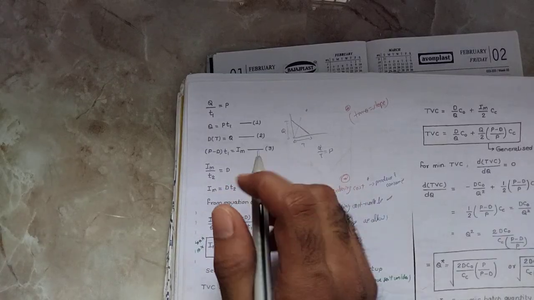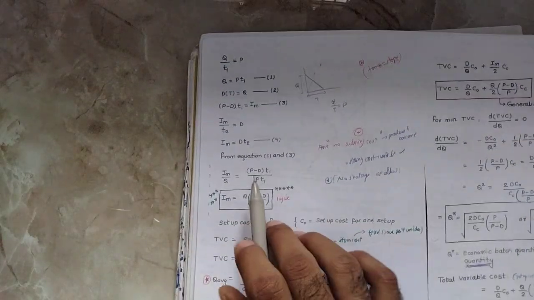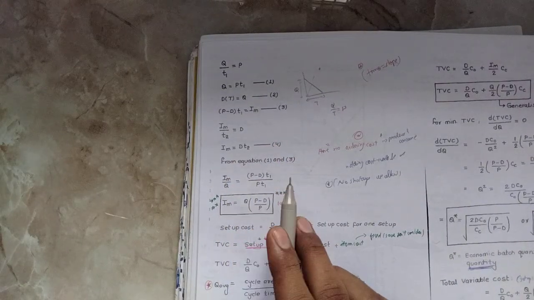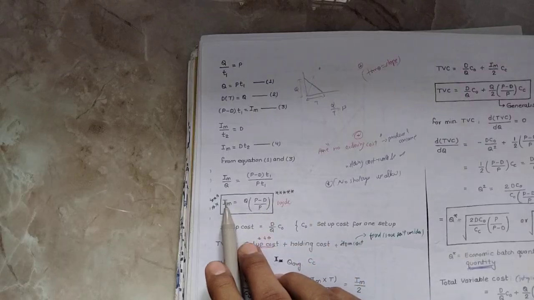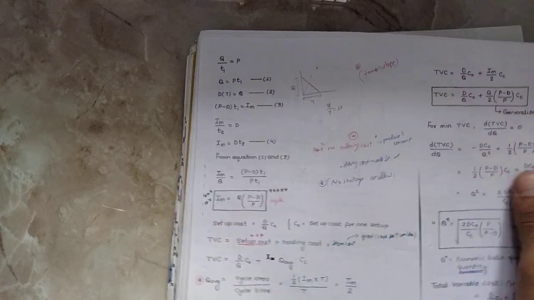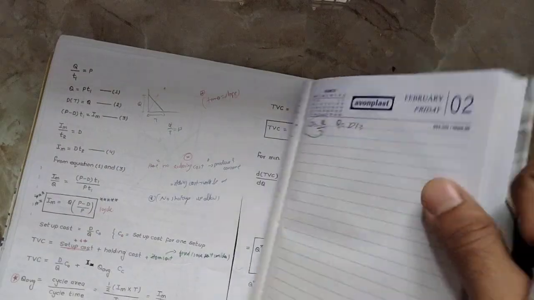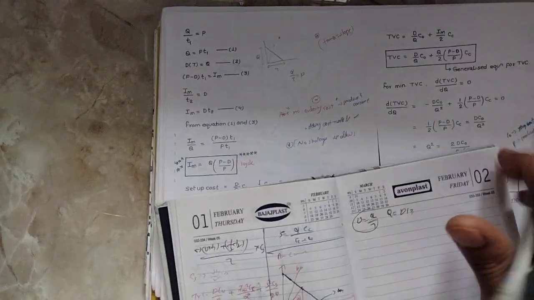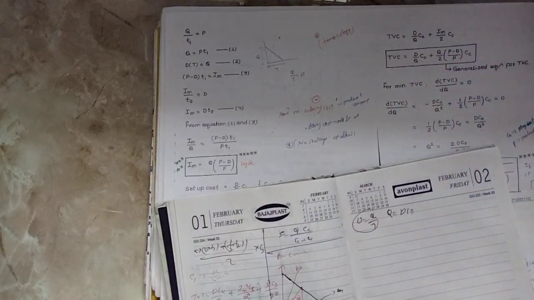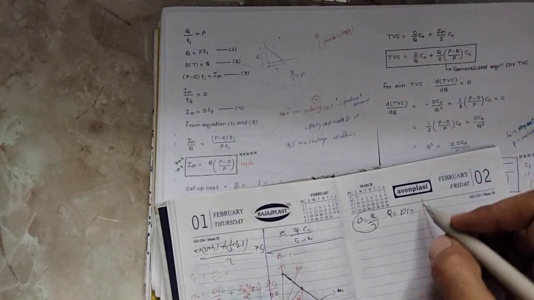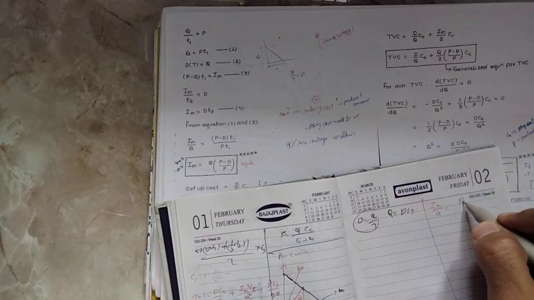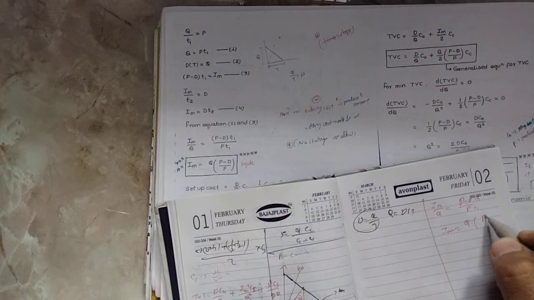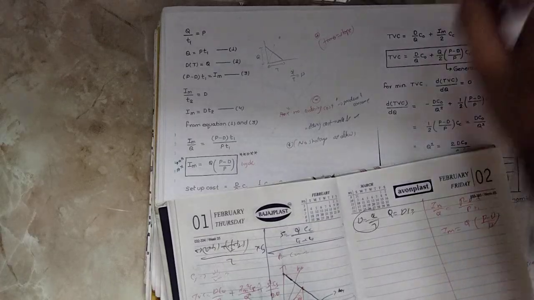So you can see how many equations we are getting, 1, 2, 3, 4 equations. From the equations, Im divided by Q equals (P minus D) divided by P times t1, okay. So for a cycle Im equals Q (P minus D) divided by P, okay. I think you got the point.